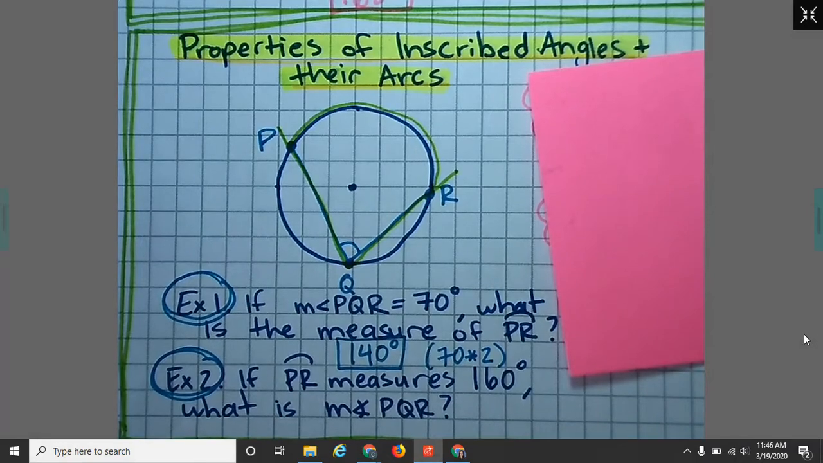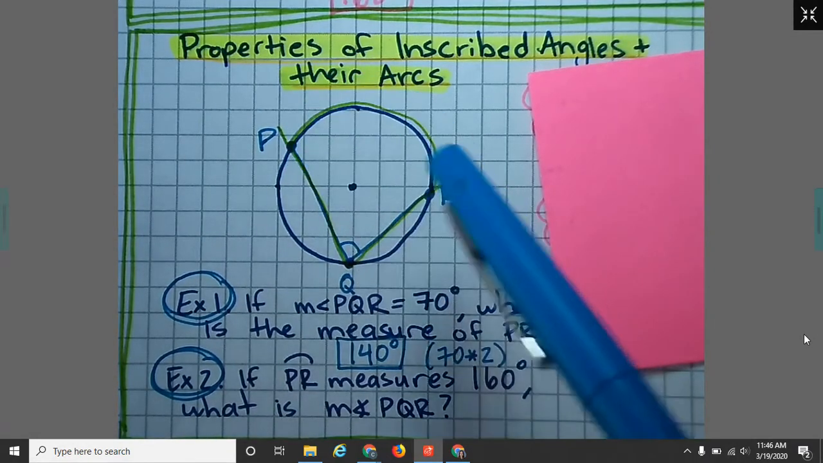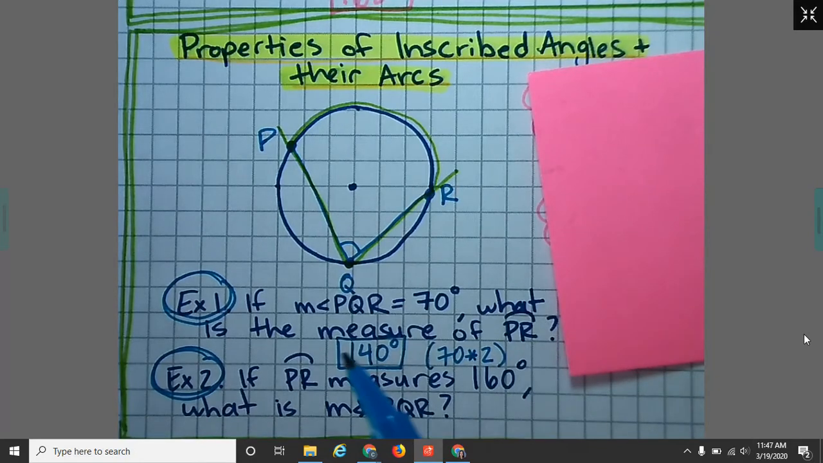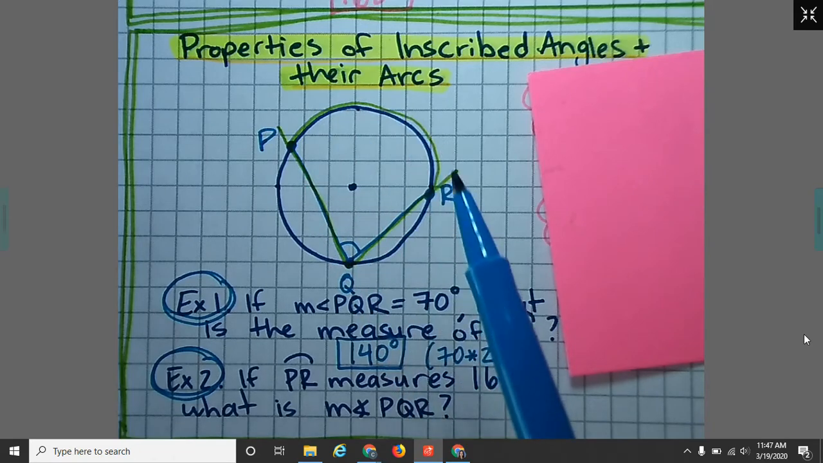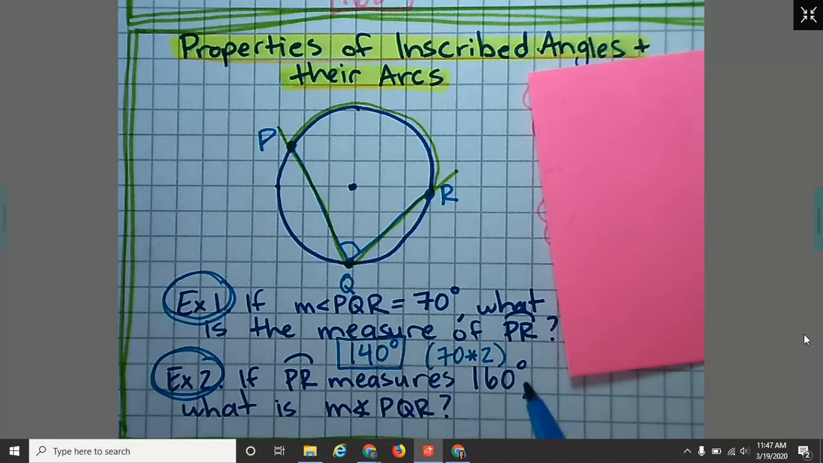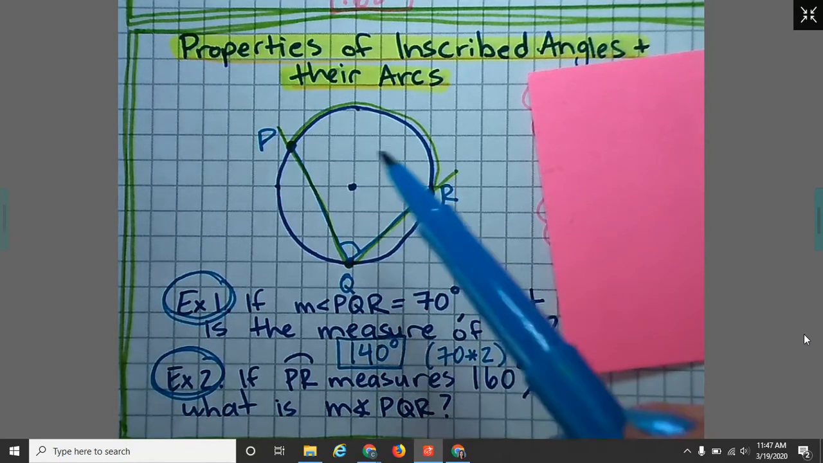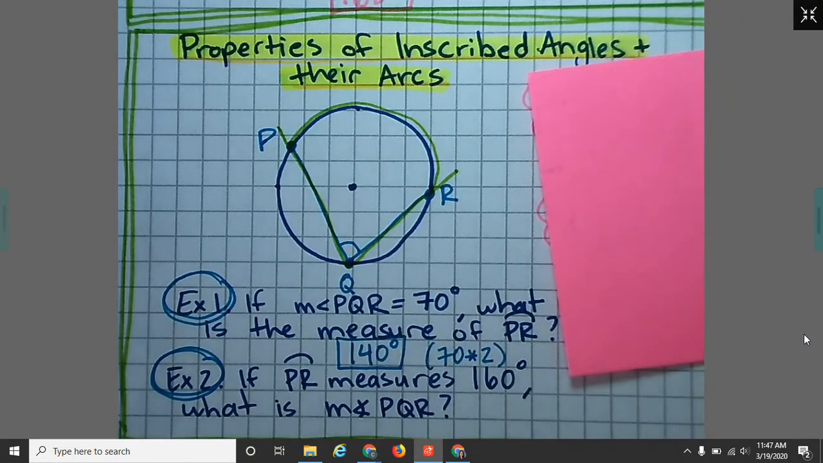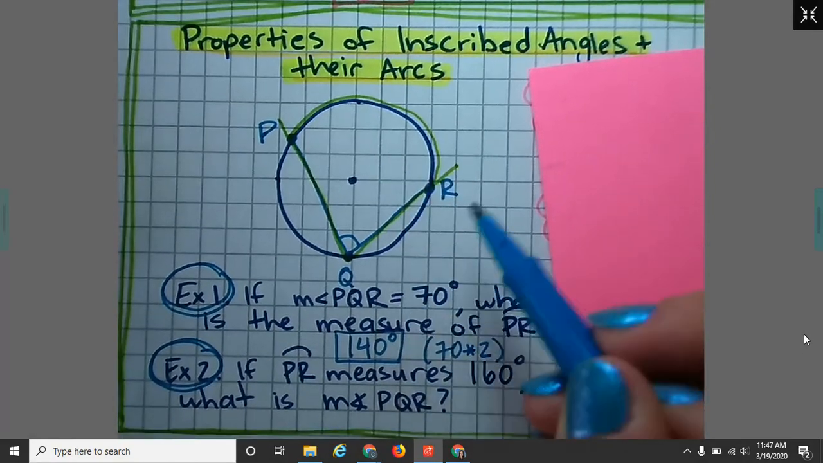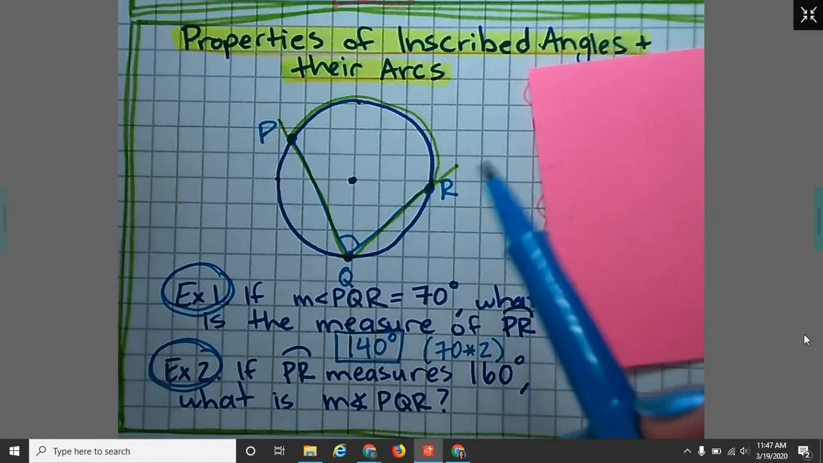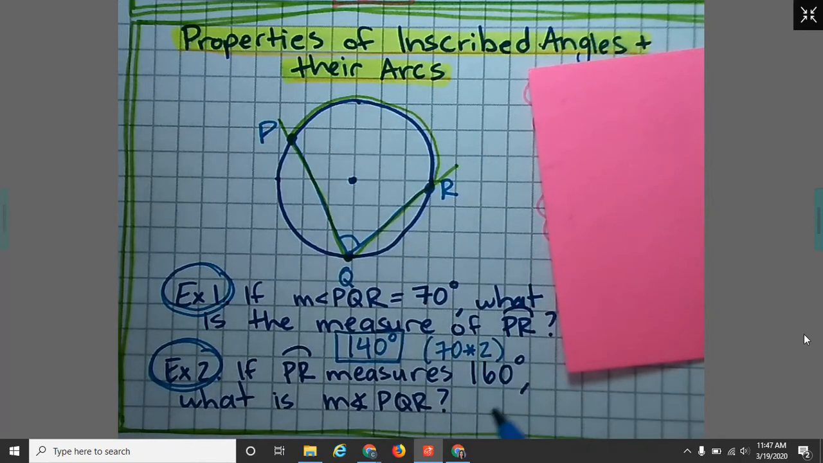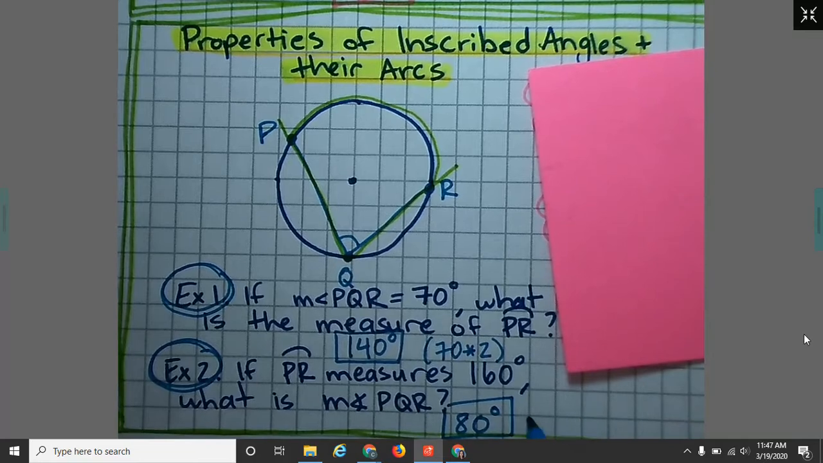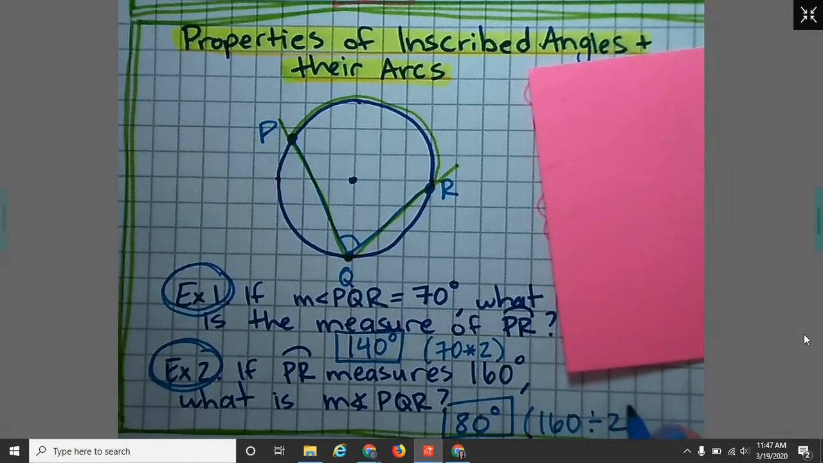Okay, now going in the reverse. If the arc is double the angle, then now we're going to do the angle is half of the arc. So if instead I'm given that arc PR measures 160 degrees, then the measure of the angle that corresponds to that arc is going to be half. So if PR is 160 degrees, then the measure of the angle is going to be half, which would be 80 degrees. Okay, and again, we got that from 160 divided by 2.